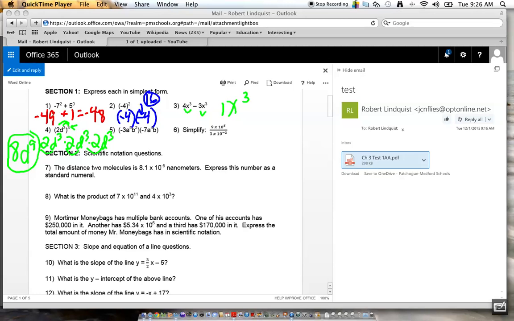Next. So on number 5, we're going to multiply coefficients. -3 times -7. What do we get? 21, good. And then add exponents. A to the 9, B to the 3. Any questions about that? 21, A to the 9, B to the 3rd. And now I'm going to divide. I'm going to divide coefficients and subtract exponents.